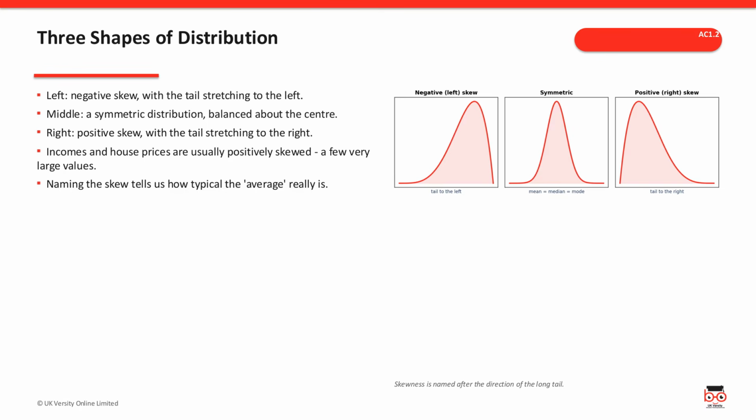Picture 3 curves side by side: negative skew with its tail stretching left, a tidy symmetric hump in the middle, and positive skew with the tail reaching right. Incomes and house prices are the classic positively skewed example because a handful of very large values stretch the top end. Naming that skew tells you how honest the so-called average really is.